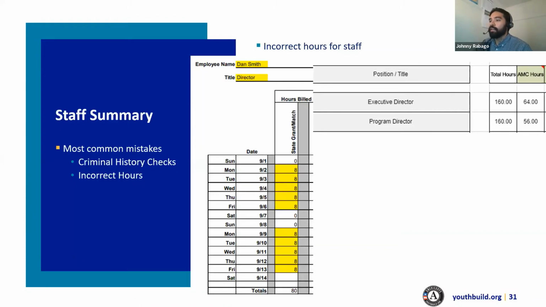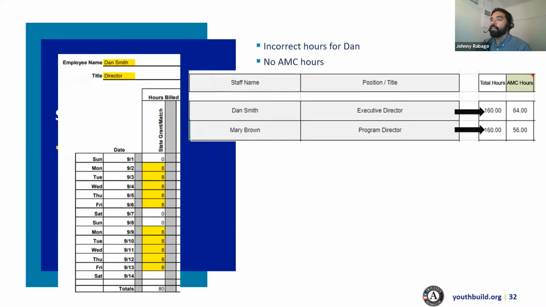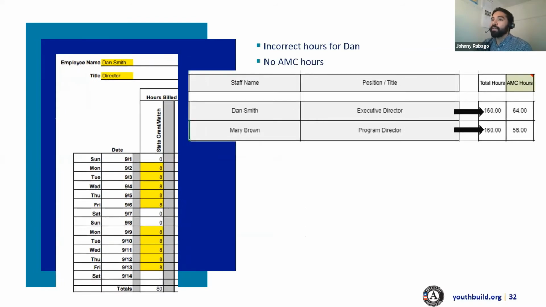Same goes for Dan. Notice here, we've talked about his timesheets. Again, vague grant. We don't know whether it's AmeriCorps. We can assume, but we don't know. But they're charging 80 hours to the grant. And notice here on the staff summary, they're reporting 64 hours. So that's clearly wrong. We have to go back and resubmit that timesheet.